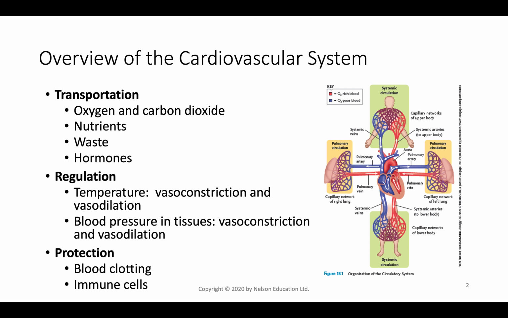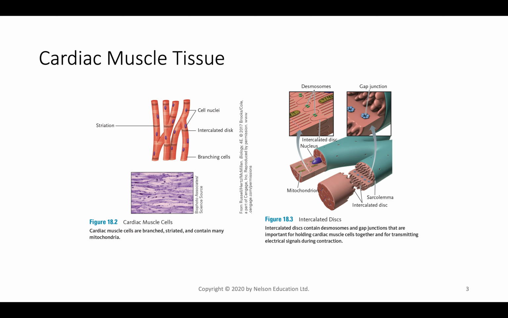And last but not least, the cardiovascular system serves to play a role in the protection of our body via the clotting response if we injure our blood or blood vessels, either internally or externally, as well as by the circulation of immune cells, which are going to help attack any foreign invaders like microbes, fungi, viruses that are trying to invade and take over our systems.